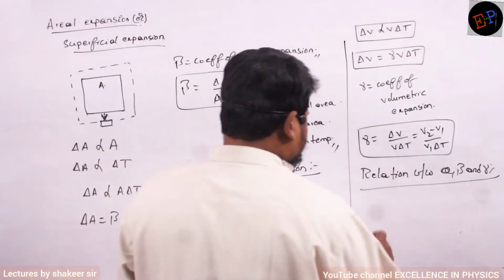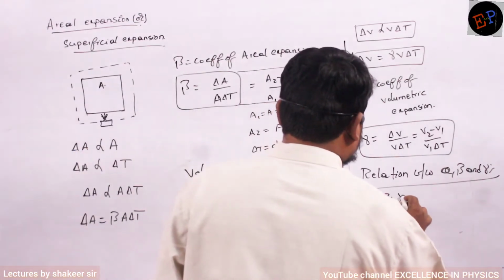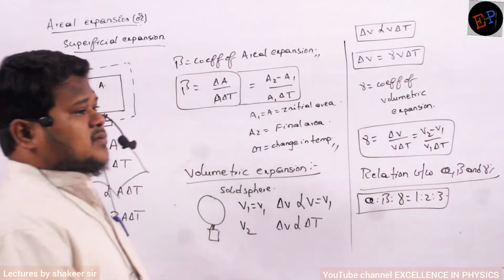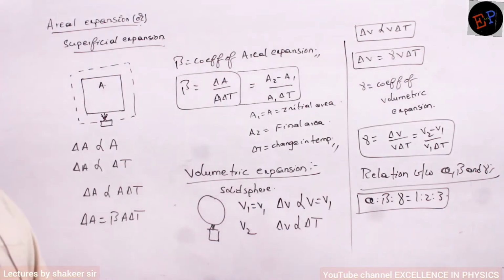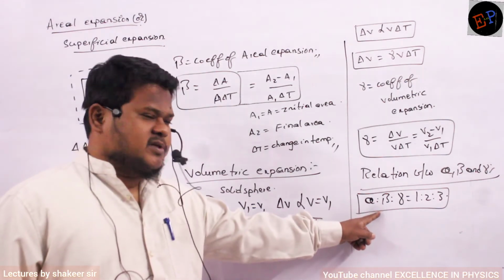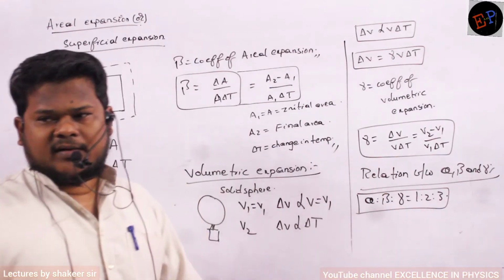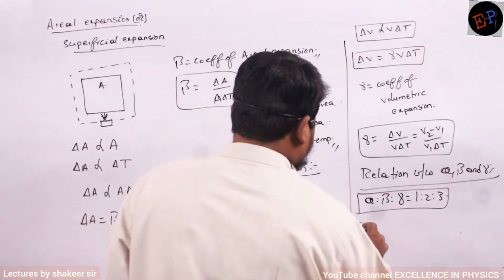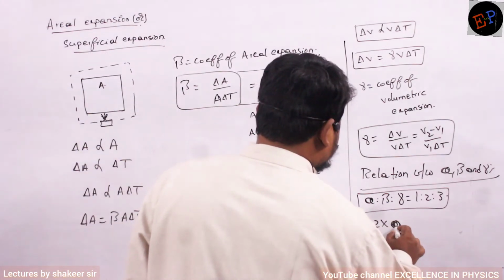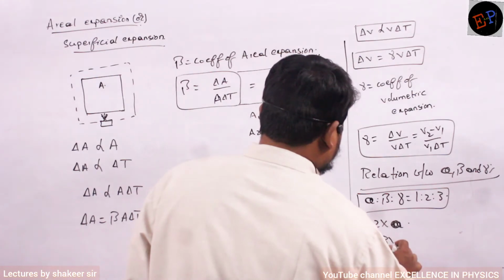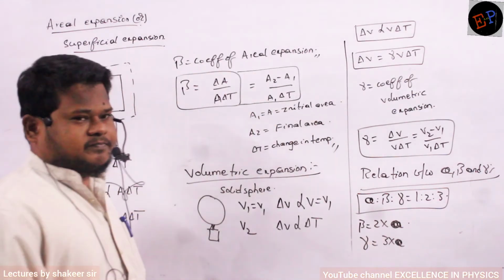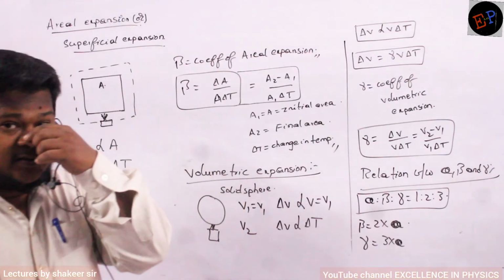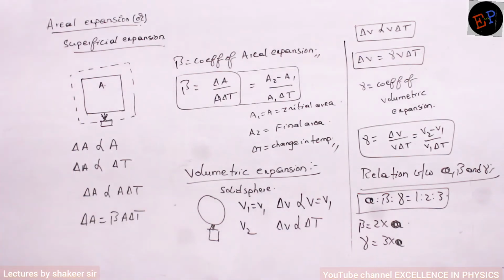Just write down the relation between them. So alpha is to beta is to gamma is equal to 1 is to 2 is to 3. This is the relation between the coefficient of linear expansion, coefficient of superficial expansion, and coefficient of volumetric expansion. 1:2:3. Therefore, you can write beta is equal to 2 times alpha, or gamma is equal to 3 times alpha. You can write like this. Understood? Or similarly, you can write the relation between beta and gamma also. That's it.